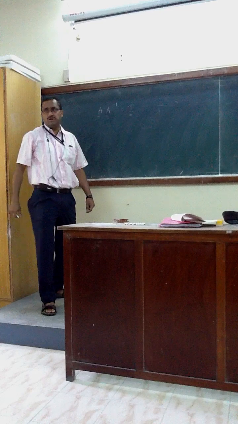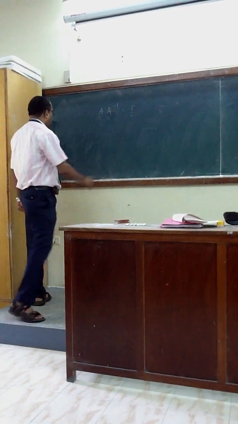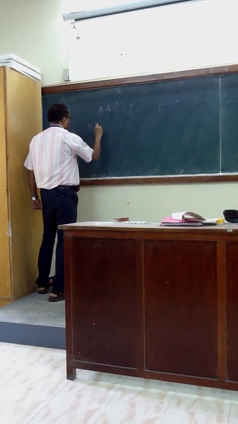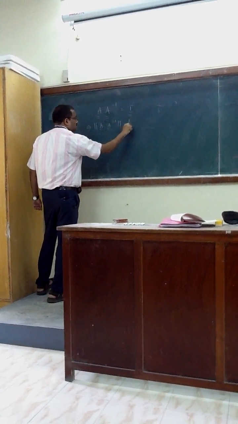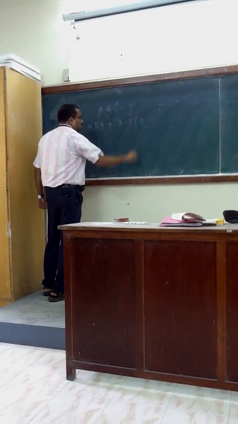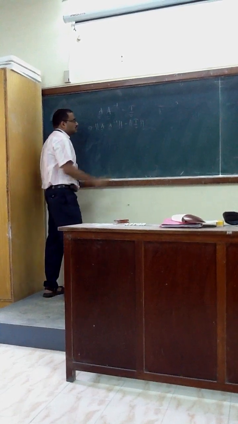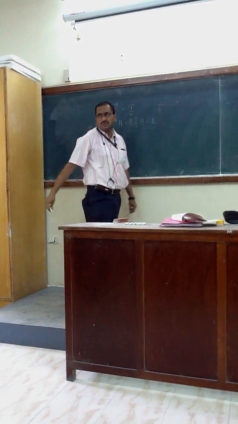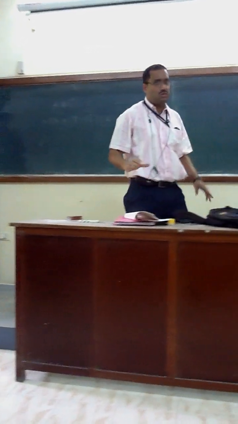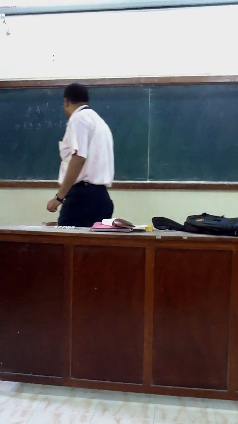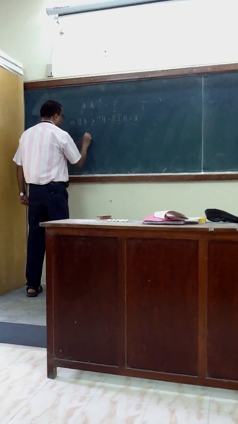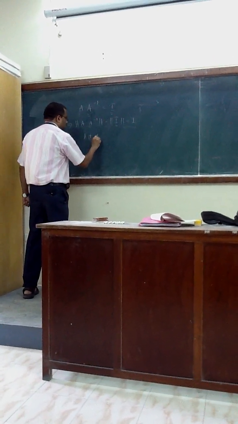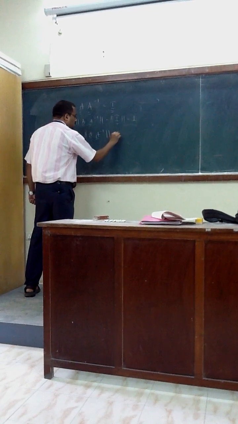We all know A inverse equals I. What will happen if I take the norm of both sides? This equals 1 only, right? Generally, whatever you measure is 1 only. Then what actually happens? Norm of A and norm of A inverse.